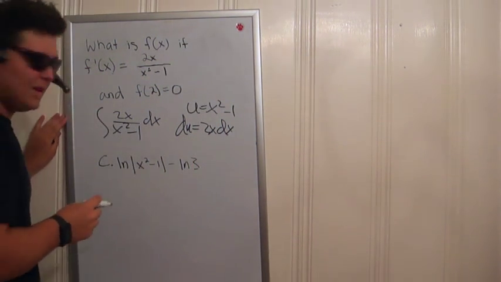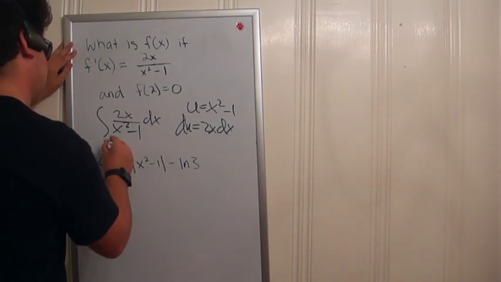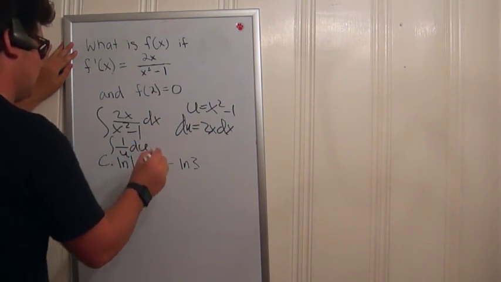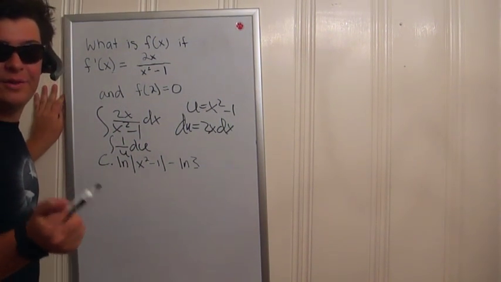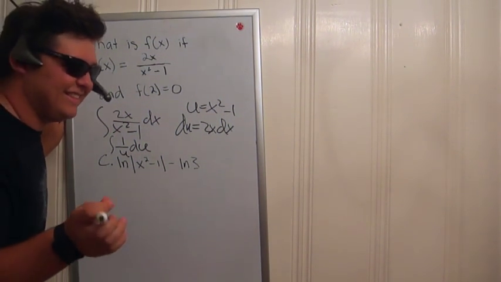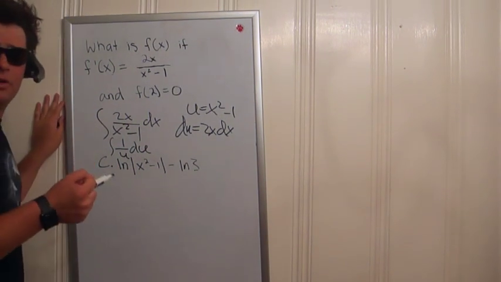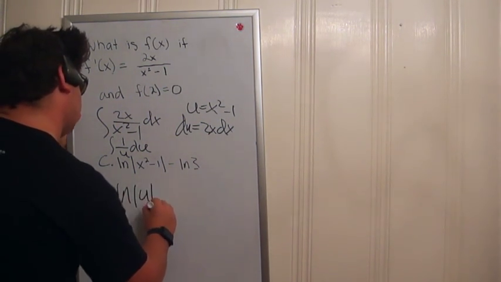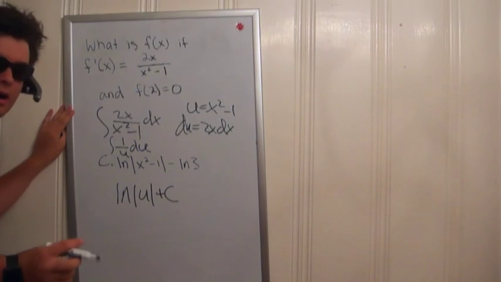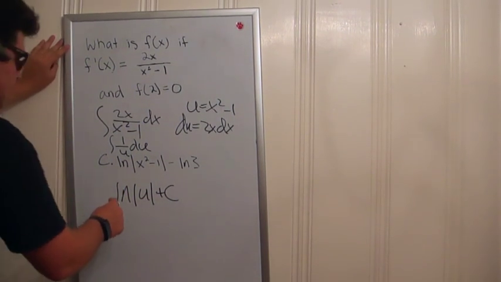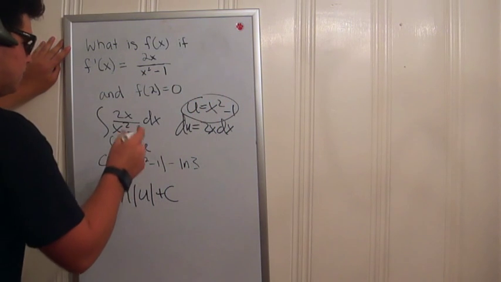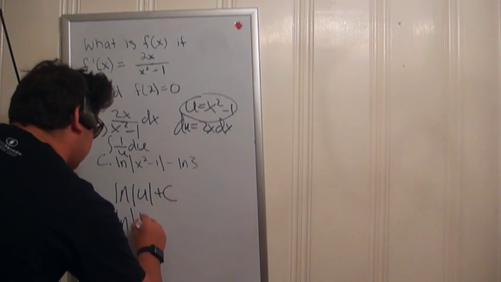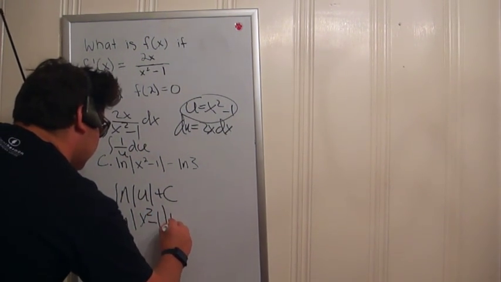Doesn't that look familiar? So we're going to be plugging that back into the equation, and we're going to have the integral of 1 over u du. Now, as many of you might know, the integral of 1 over u is the natural log of the absolute value of u plus c. So we know that u is this, so we're going to plug that back in. We're going to have the natural log of the absolute value of x squared minus 1 plus c.